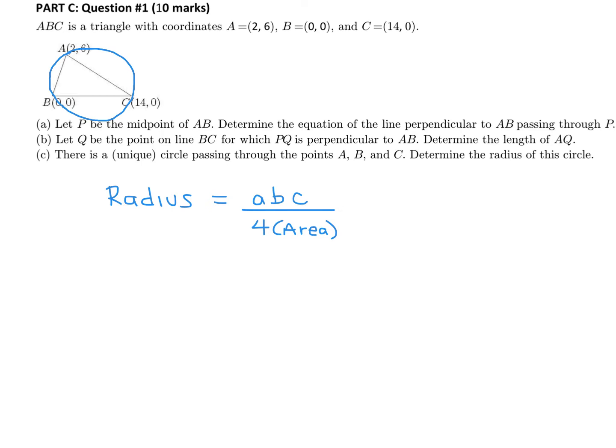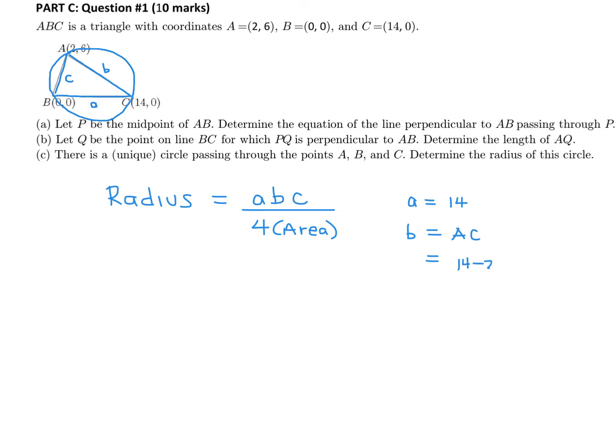Okay, well, A is this side, B is this side, and C is this guy right here. Now, the distances are easily figured out using the distance formula. So A is easy because that's just 14, the distance from 0 to 14 on the x-axis. B, of course, is equal to that segment AC, and we use the distance formula.